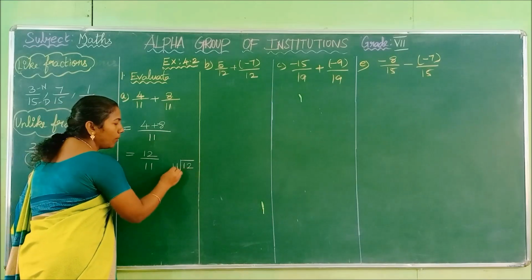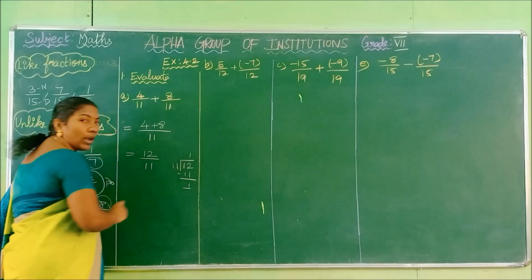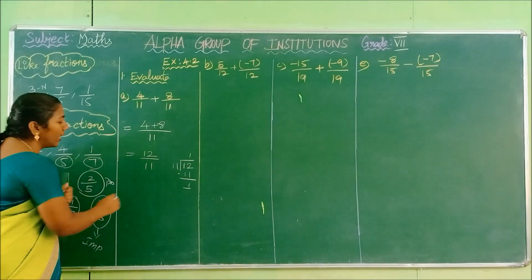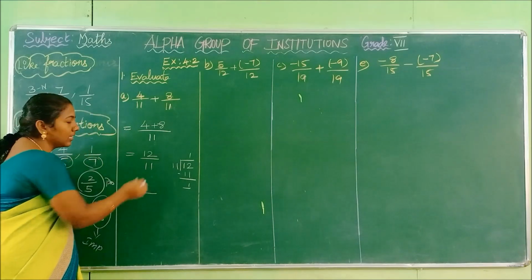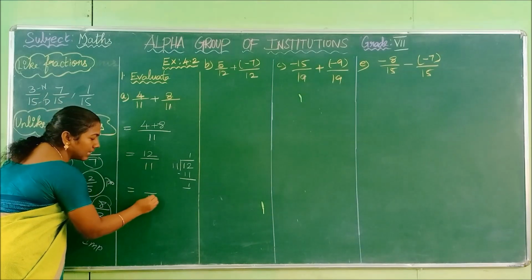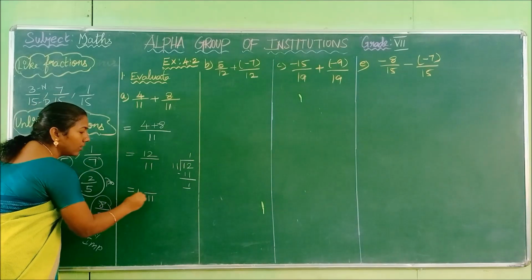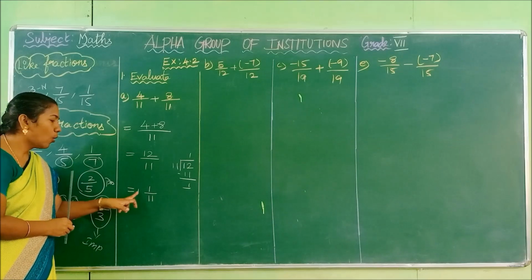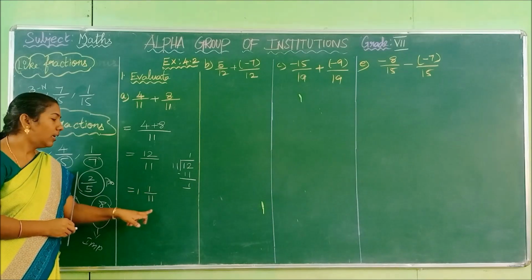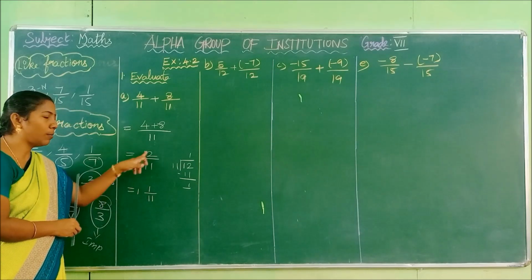So divide 12 by 11. 11 ones are 11. So what is the remainder? 1. So here you have to write the mixed fraction. When you are writing the mixed fraction, write the denominator as it is, 11. Okay, here the quotient becomes the whole number and the remainder becomes the numerator. So our answer is 1 and 1 by 11. Let us check: 11 into 1, 11. 11 plus 1, 12 by 11.